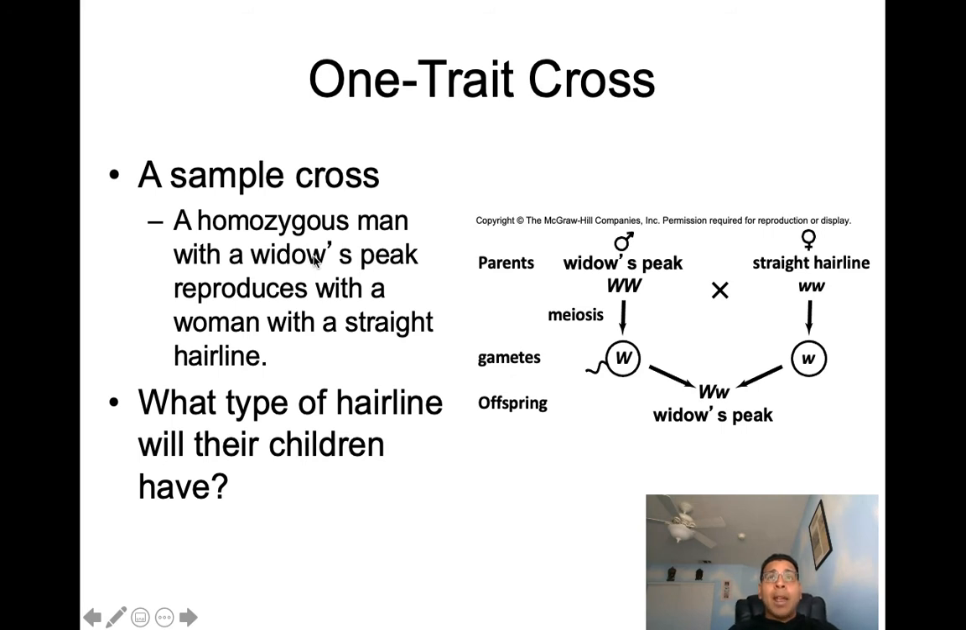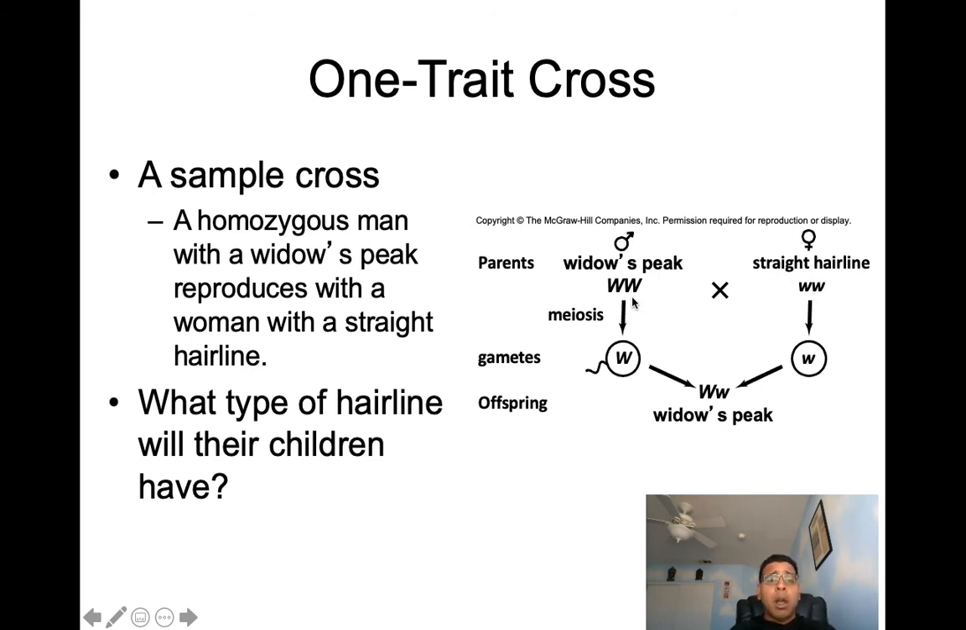If that man was to reproduce with a woman who has a straight hairline. So if we know straight hairline, and we've got female down, right? Straight hairline, we know, homozygous recessive. So we're going to have lowercase w's. So here you can see two lowercase w's, representing the straight hairline.